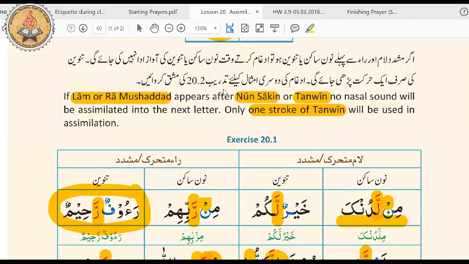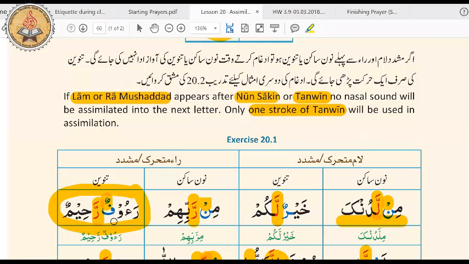Yes. So, it says here, if before this ra mushaddad there is a noon sakin, but we've identified this is not a noon sakin, but is it a tanween? Is this fa a tanween? Yes, it is, because it has two strokes of dhamma, isn't it? Therefore, this is a tanween letter. So it's saying if there is a tanween before this ra mushaddad, then the nasal sound will not be produced.